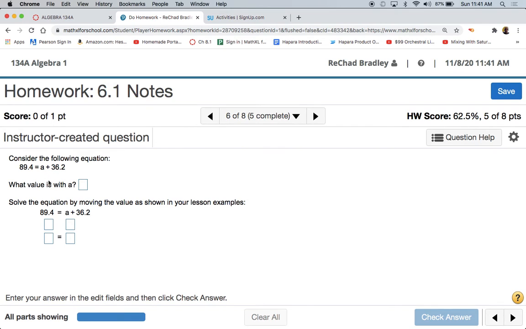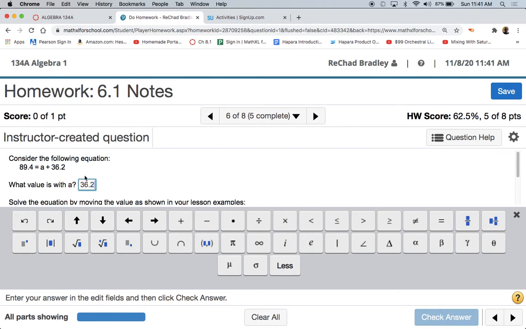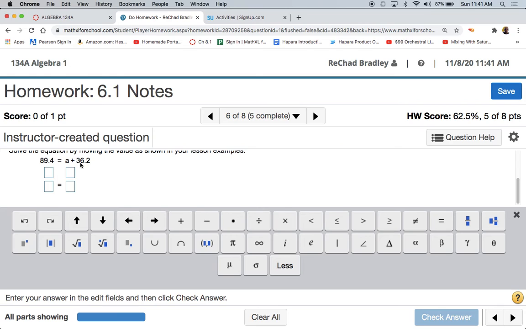But other than that, what values with A? Again, identify A. See that it's with 36.2. So now we come down here. How do we move the 36.2? If it's added, we will subtract 36.2. Subtract 36.2. By the way, I held Shift Tab and went backwards, for those of you who like to be tech savvy.